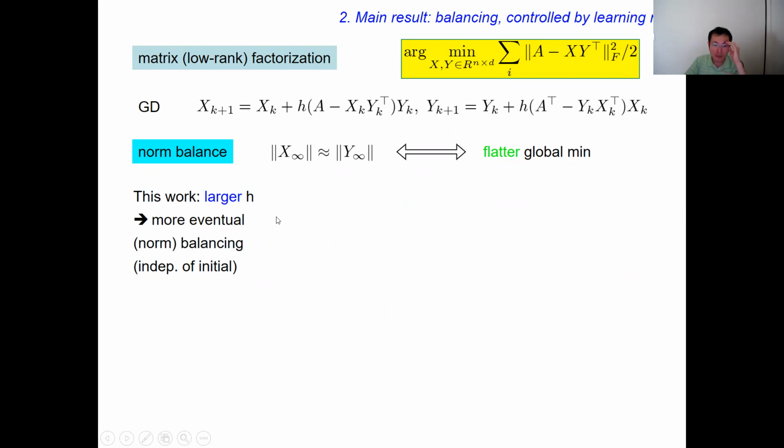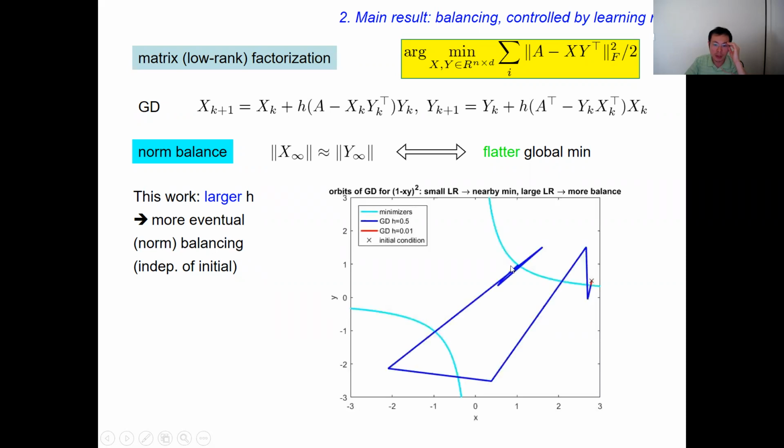And our observation, and in fact proved result, is that if h is very big, you can have eventual balancing, meaning that you can start with initial conditions that correspond to very different norms, but eventually you will converge to a point where the norms balance. To show you a picture, this is a toy example. This is actually a one-dimensional matrix factorization. It's just a toy example, but it can be visualized.